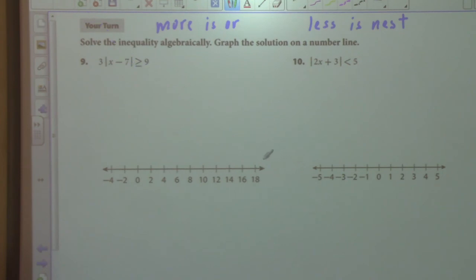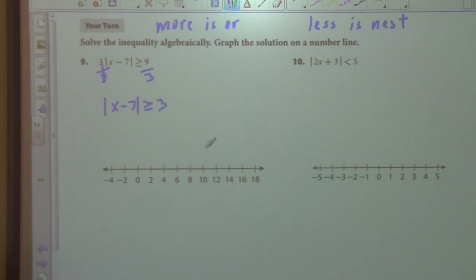Okay, let's go ahead here. How would you solve this one on the left? Divide by 3, right? So we have the absolute value of, so we have 3, right? Is this going to be more is or? More is or, greater than, more is or. So that's going to be, or what? What do you mean by or?